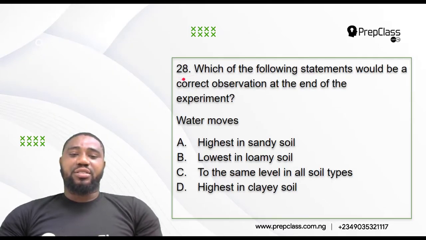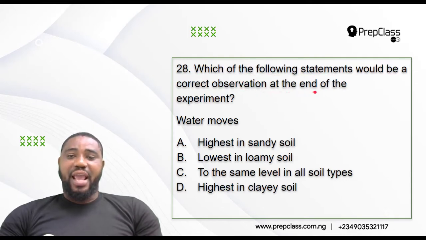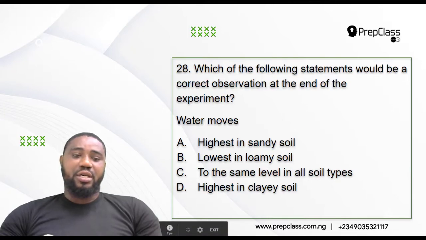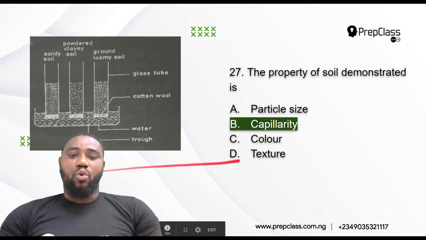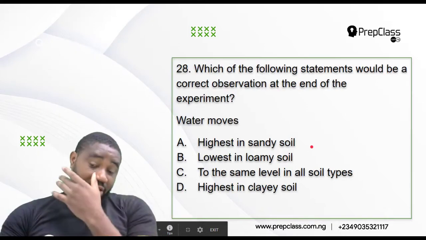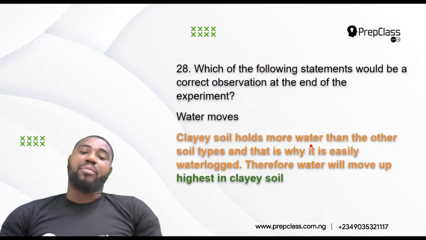Then the 28 says, which of the following statements would be a correct observation at the end of the experiment? Is it that water moves highest in sandy soil, lowest in loamy soil, to the same level in all soil types, highest in clay soil? Water will not move to the same level in all soil types. No, it will move highest in one type depending on the ability of that soil to hold water.